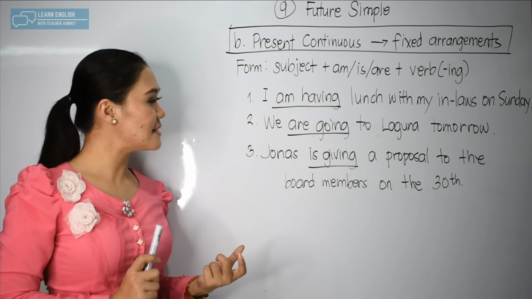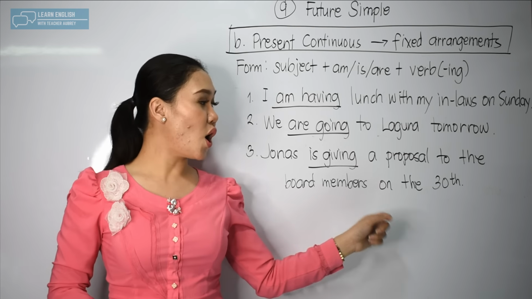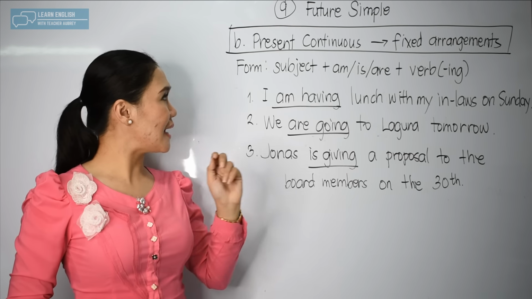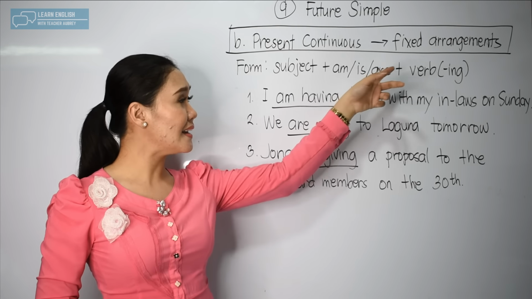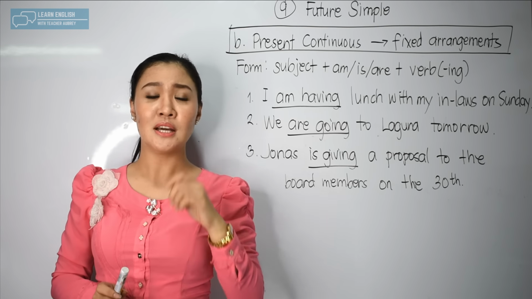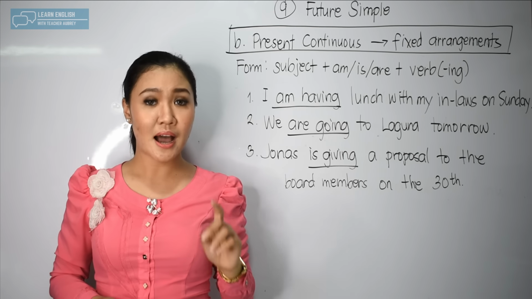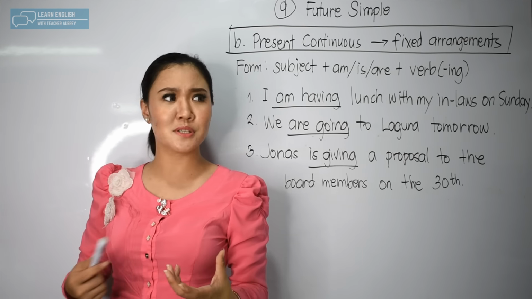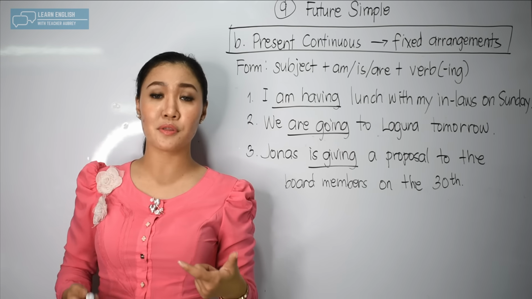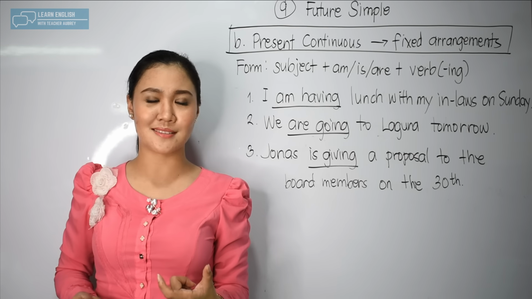Okay? And the last example we have is Jonas is giving a proposal to the board members on the 30th. Okay? On the 30th. So, dito, ginamit pa rin natin ay present continuous dahil ito, sa pangungusap na ito, ay may fixed arrangement. Ano yung fixed arrangement na yon? Na yung gagawing pagbibigay ni Jonas ng proposal sa mga board members ay magaganap sa 30th. Ano ibig sabihin ng 30th? 30th of this month, of January, or 30th of the month. Fix yung date na yon. That is a fixed arrangement.